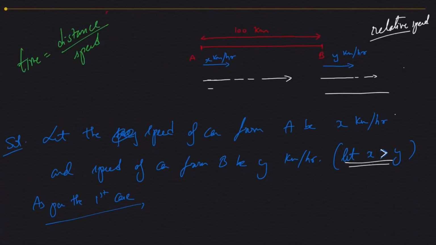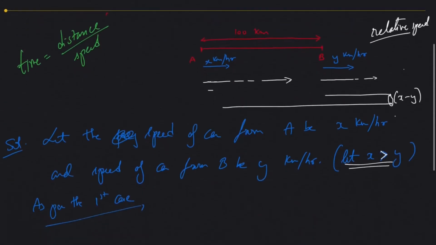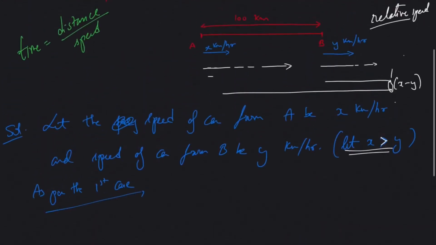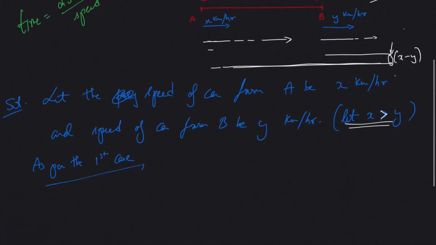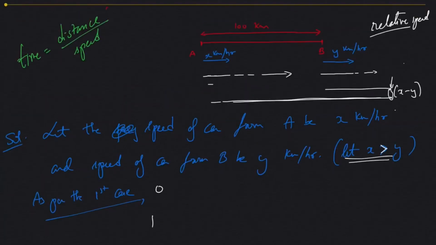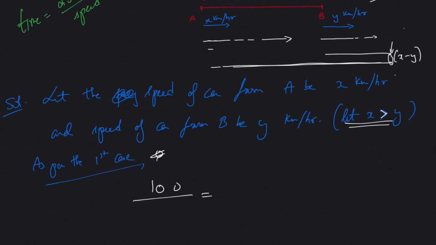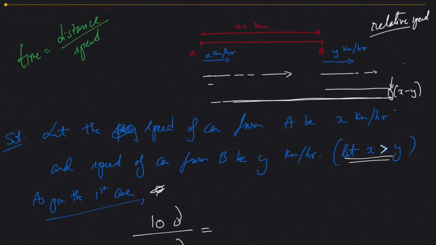So at that point when both the cars meet at the same point, the speed will be x minus y per hour. As per the question, this meeting point will come after 5 hours. So as per the first case, total distance divided by speed, that is your relative speed x minus y, will be 5 hours.